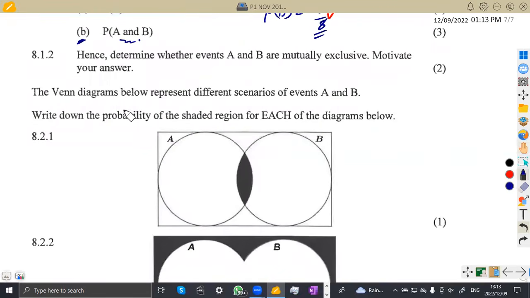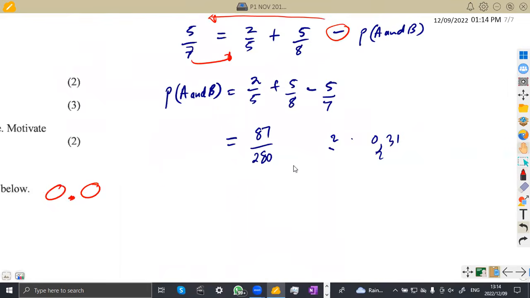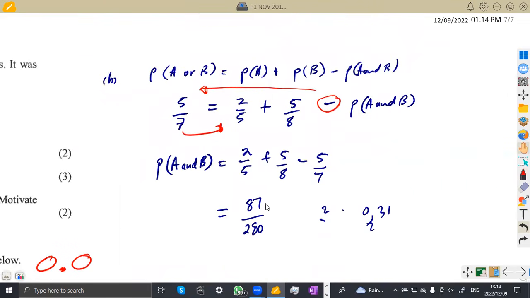On 8.12, we are now asked to determine whether events A and B are mutually exclusive. Motivate your answer. If they are mutually exclusive, then it means the probability of what is in A and in B should be equal to 0. There must be nothing there because it's mutually exclusive. So there is nothing on the intersection. But let's check what we have here. A and B is equal to a certain value, which is not 0.